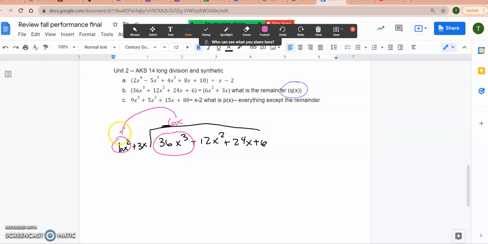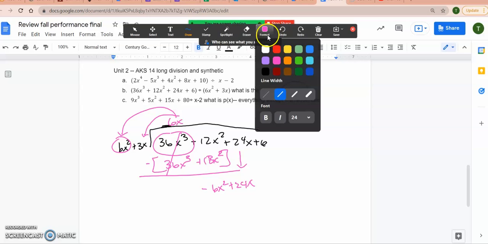I'm going to multiply this by everything on the outside. So that'll give me 36x cubed plus 18x squared. I'm going to change my sign and draw my line. And so these will cancel. And that'll give me 12x squared minus 18x squared. So it'll give me negative 6x squared. And I'll bring down this next term.